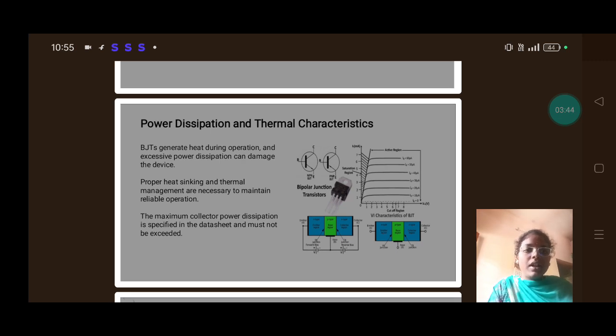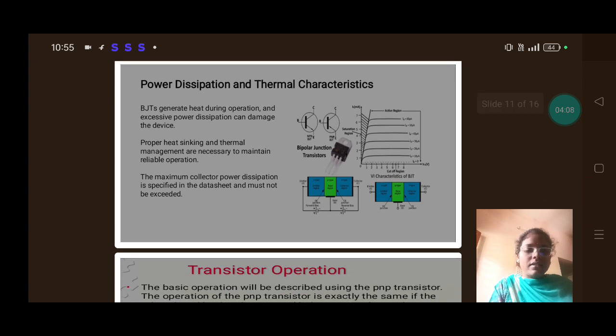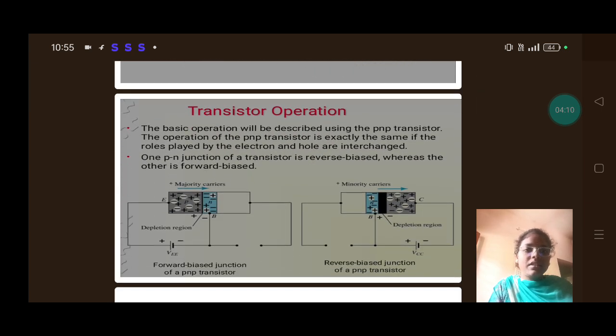Power dissipation and thermal characteristics. Bipolar junction transistors generate heat during operation, and excessive power dissipation can damage the devices. Proper heat sinking and thermal management are necessary to maintain reliable operation. The maximum collector power dissipation is specified in the data sheet and must not be exceeded.